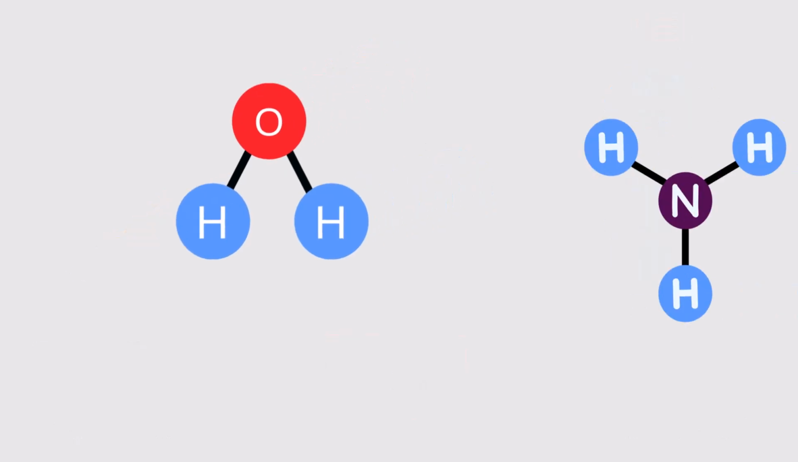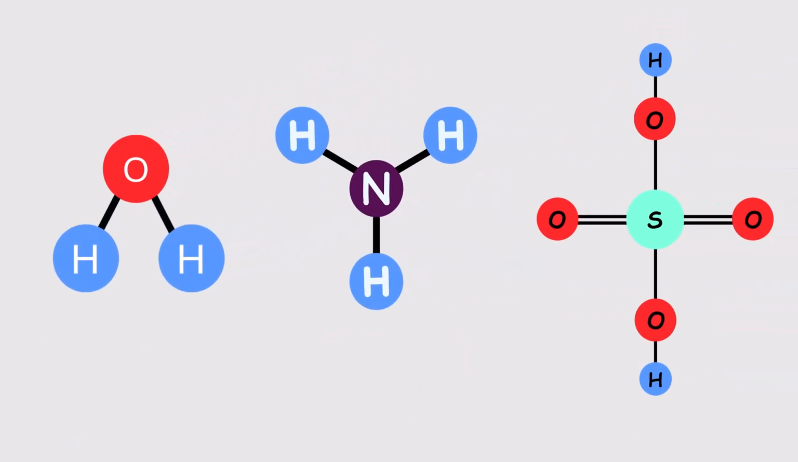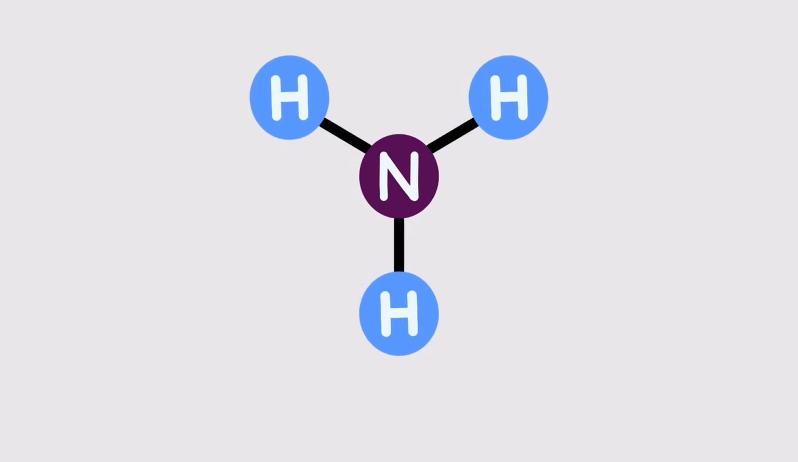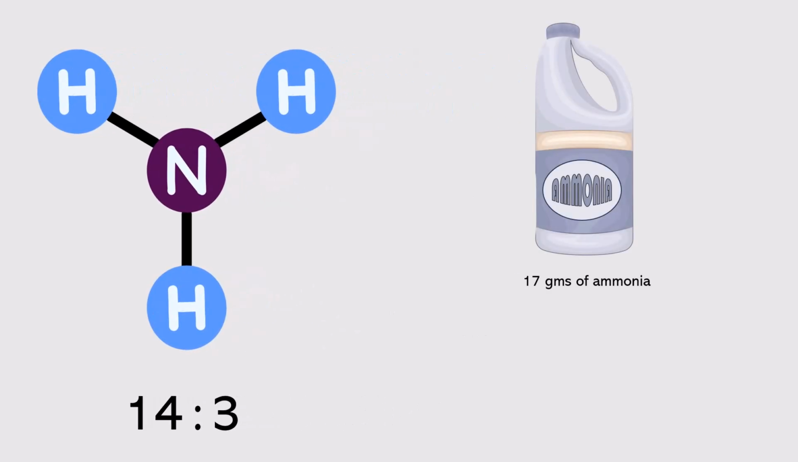And just like water, this concept applies to other molecules too. Take ammonia, for example. It has 1 nitrogen atom and 3 hydrogen atoms. The nitrogen atom weighs 14 floofs, and each hydrogen atom weighs 1 floof. So the ratio here is 14 is to 3, which means 17 grams of ammonia will always have 14 grams of nitrogen and 3 grams of hydrogen.